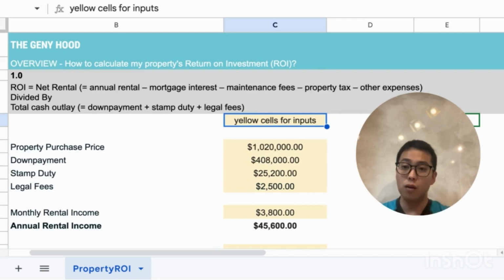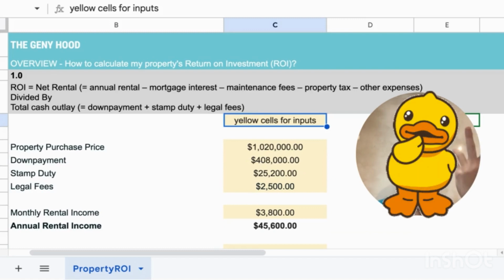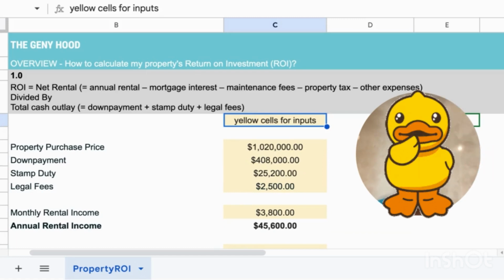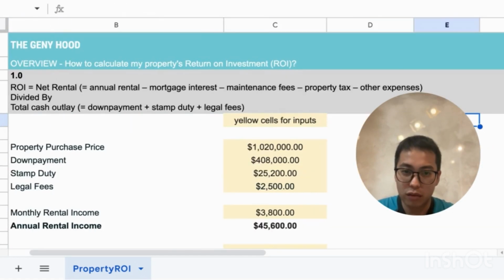All right. Okay, so what is this property calculator for? This is assuming you already have a property and you want to rent it out for, let's say, 1 year. At the end of 1 year, how much do you get back, right? So if you're like me, don't know how to punch a calculator, this is where you'll find this Google Sheet calculator very useful.